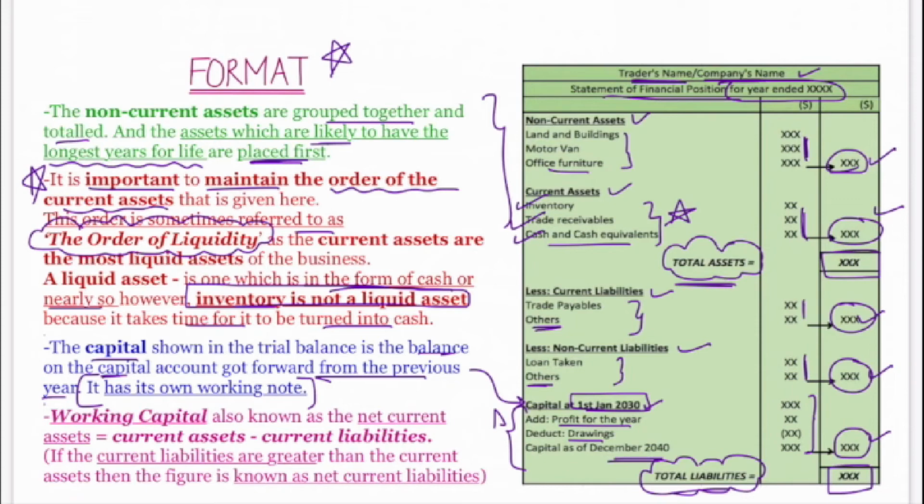Working capital is also known as the net current assets of the business, which is calculated by current assets minus current liabilities. So working capital is equal to the total of current assets minus total of current liabilities. The difference is the working capital, or also known as the net current assets.